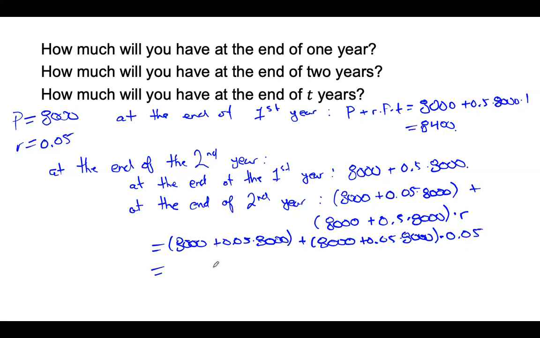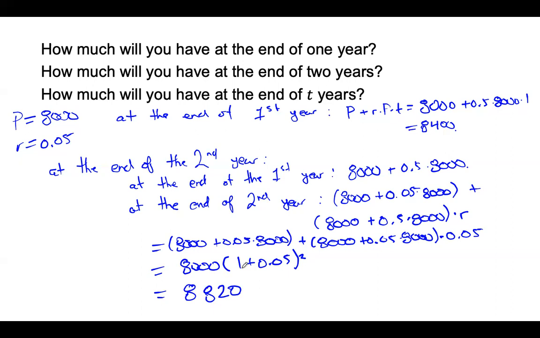Now, you could factor out the 8,000 in front. And you're left with 1 plus 0.05. And then you could actually factor this out twice and you get it to the exponent 2. It's a bit more complex. You factor it out twice, because you're going to have this and then you're also going to have this. So it comes out twice. So that's why it's exponent 2. And then we calculate this, 8,820. So that's the end of 2 years.